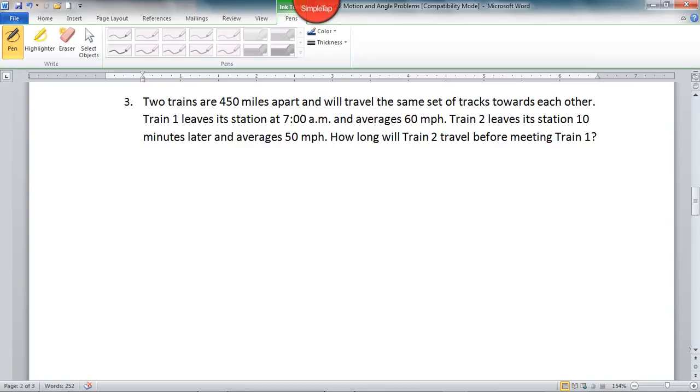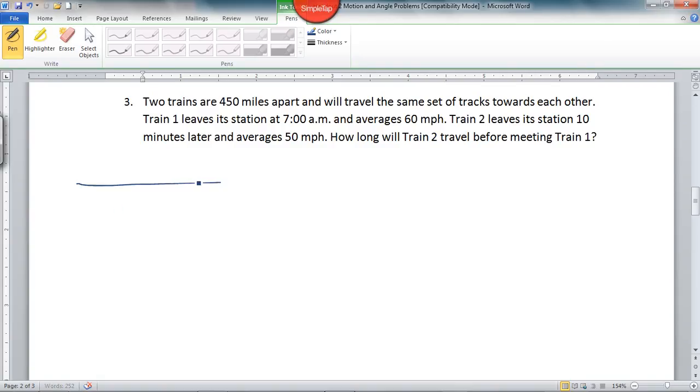Number 3, train problem. Two trains are 450 miles apart and will travel the same set of tracks towards each other. Train 1 leaves its station at 7 a.m. and averages 60 miles per hour. Train 2 leaves its station 10 minutes later and averages 50 miles per hour.